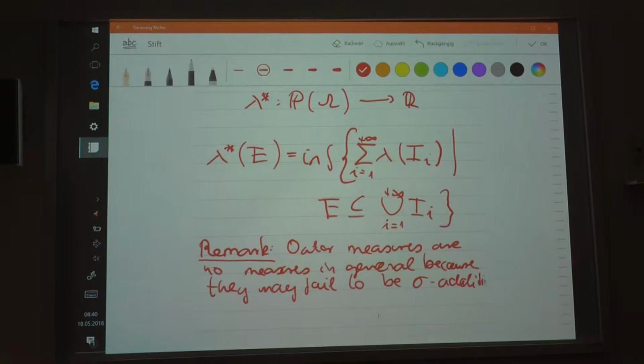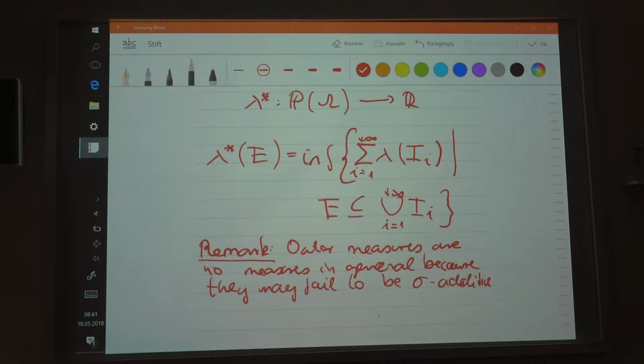Okay? So what does sigma additivity mean? Sigma additivity means actually that the image of a countable union of pairwise disjoint sets, I forgot to mention that last week, the image of a countable union of pairwise disjoint sets is equal to the sum of the images, remember? Okay, and that is not true in general.